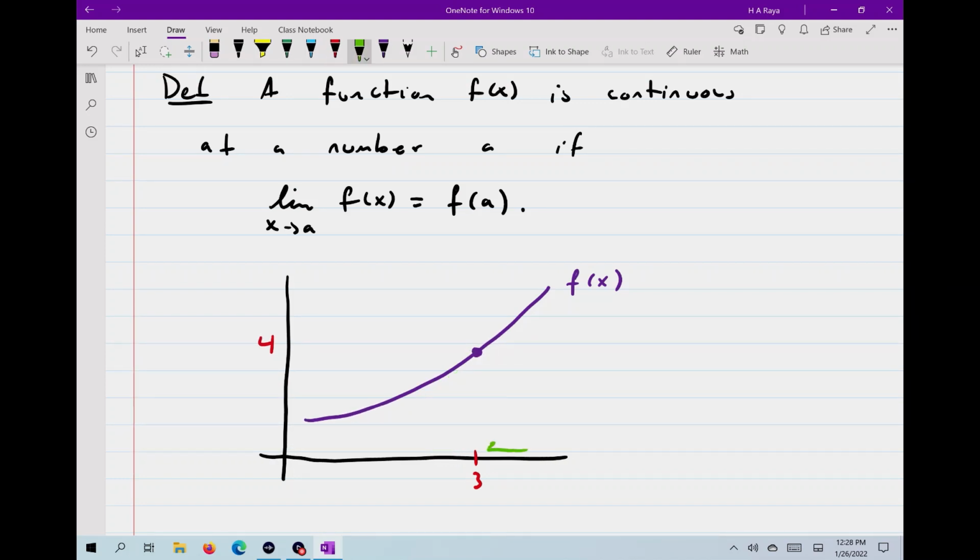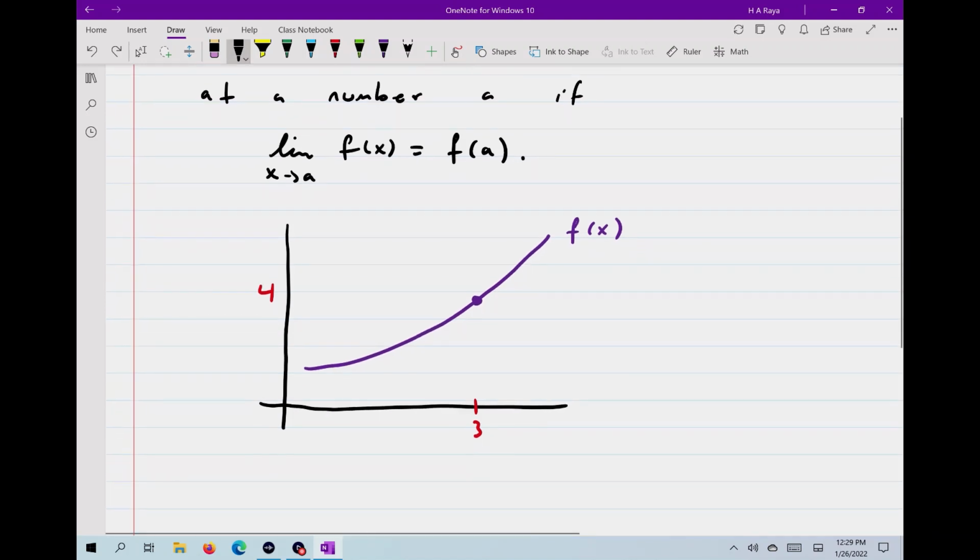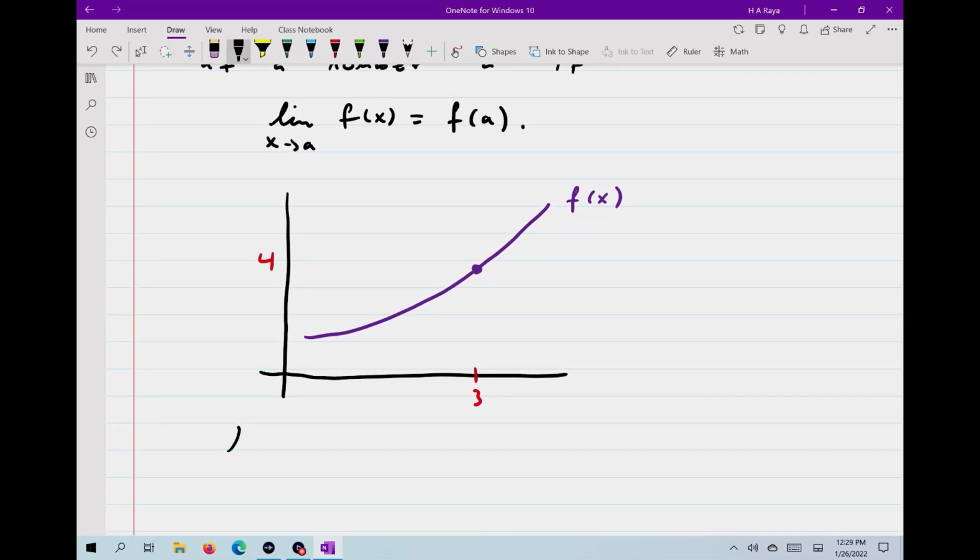And as my x's get close to 3 from the right-hand side, the y values of my function will get closer to the number 4. So whether I'm coming in from the left or from the right, the y values of my function are going to the number 4. So in this case, the limit as x goes to 3 of my function is equal to 4, where 4 is the value of my function when I plug in 3. So in this case, this function is continuous at 3.